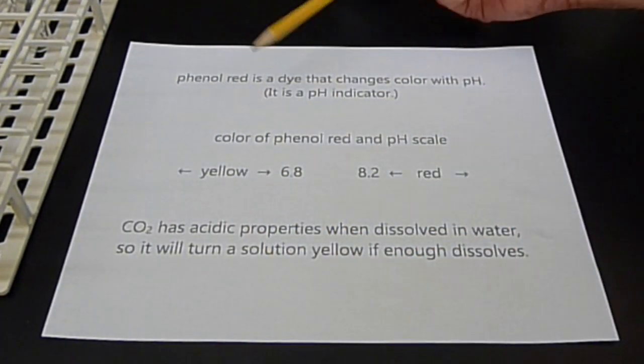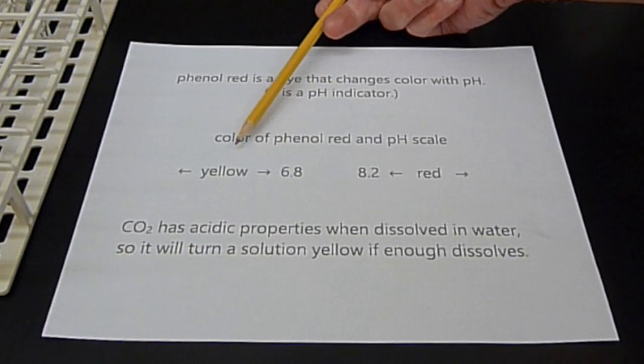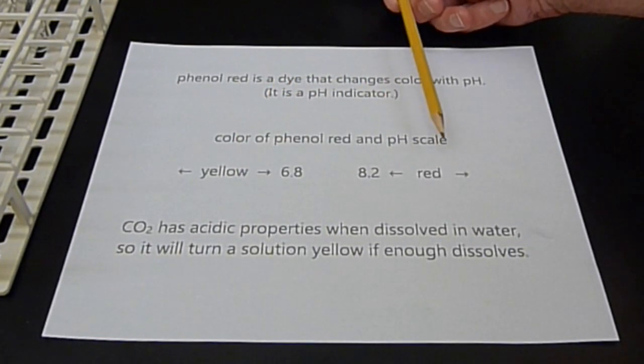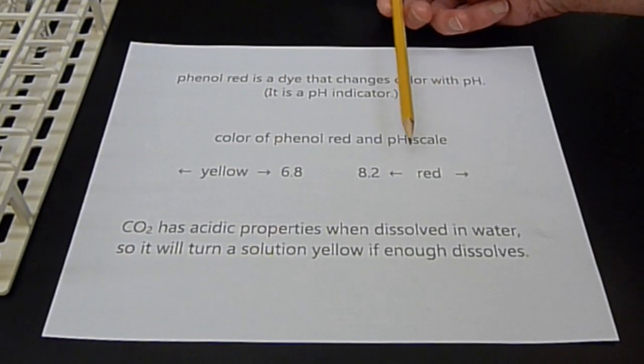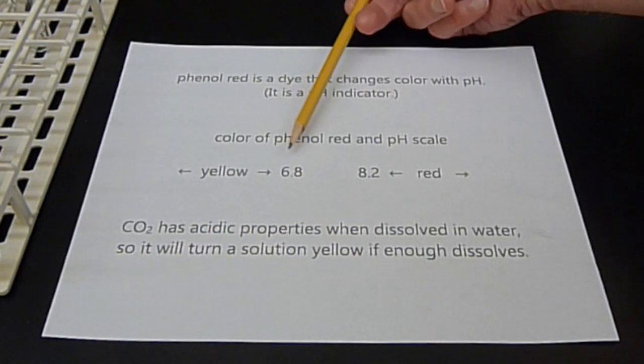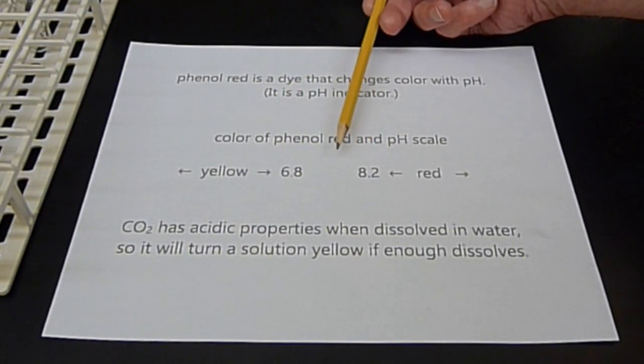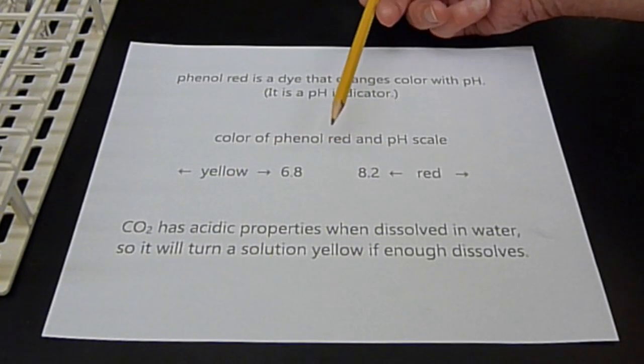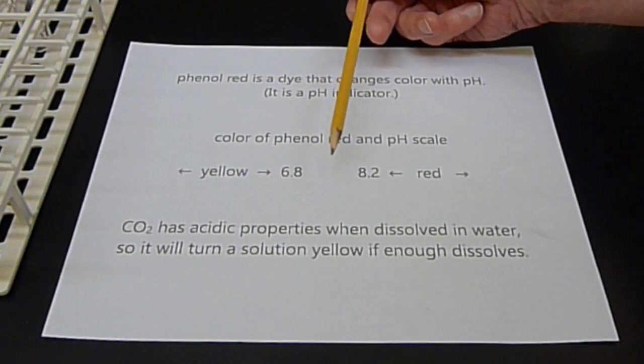If the pH is less than 6.8, it's going to be yellow. If the pH goes above 8.2, it turns red, or what's called fuchsia, to be the official term. It really is the official term for the color here. I'm not making that up. Somewhere between 6.8 and 8.2, it's reddish of different shades, kind of orangey. But it will respond to carbon dioxide being dissolved in water.